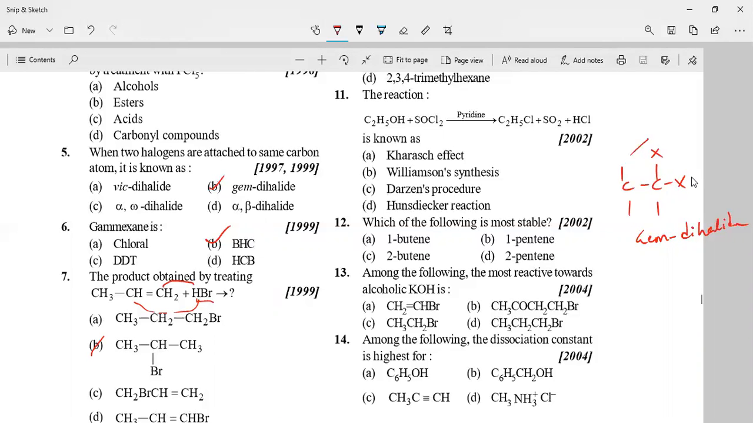And the reaction: ethanol reacts with thionyl chloride in the presence of pyridine. You are going to get ethyl chloride plus SO2 and HCl. This reaction we call Darzens' reaction.